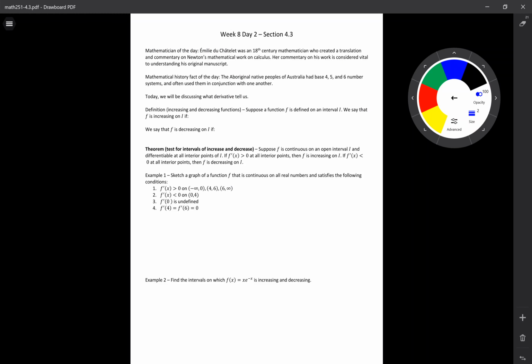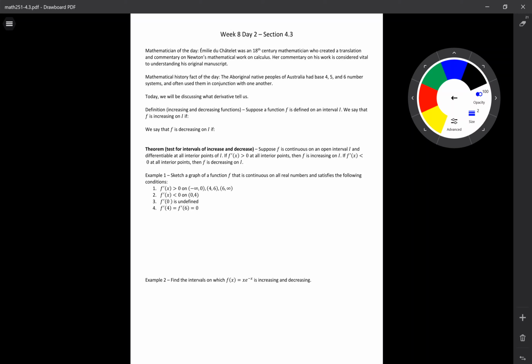Today's mathematician of the day is Émilie du Châtelet, who was an 18th century mathematician who created a translation and commentary on Newton's mathematical work on calculus. Her commentary on his work is considered vital to understanding his original manuscript. That is totally awesome.